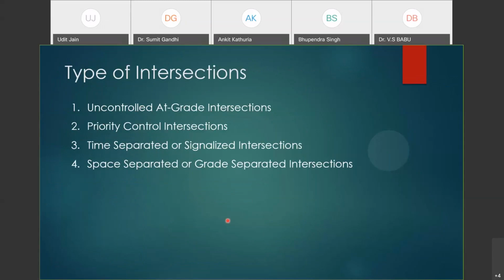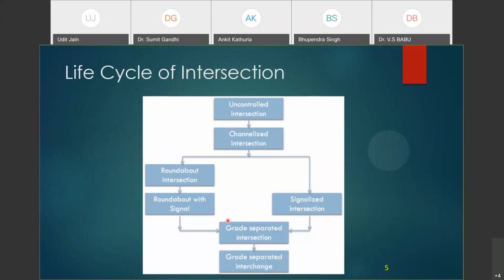The first one is an uncontrolled at-grade intersection. The second is a priority control intersection. The third is a time-separated, or commonly known as a signalized intersection. And the fourth one is a space-separated, or more commonly known as a grade-separated intersection.